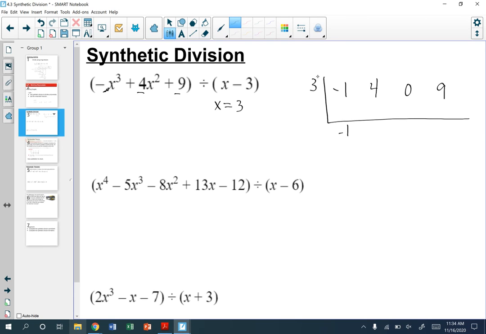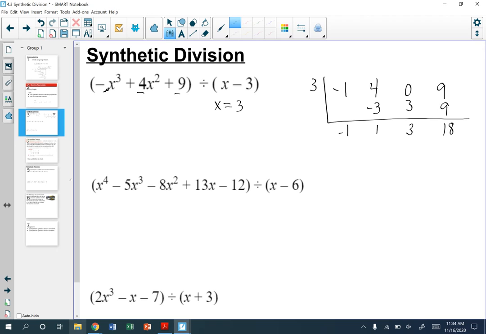Now I take negative 1 times 3 and put that under my 4. So I have negative 1 times 3, which is negative 3. And now the difference here, instead of subtracting, I'm going to add. So I have 4 plus negative 3 gives me 1. So then I do the same process. I take 1 times 3, which gives me 3, and I add. Now I take 3 times 3, which gives me 9, and again I add 18.